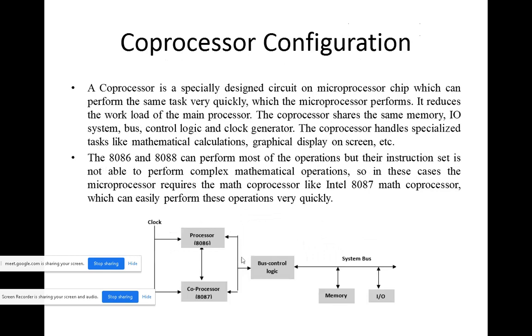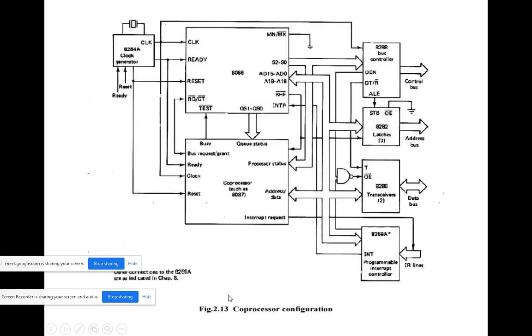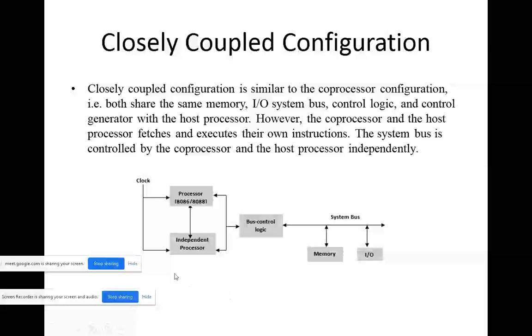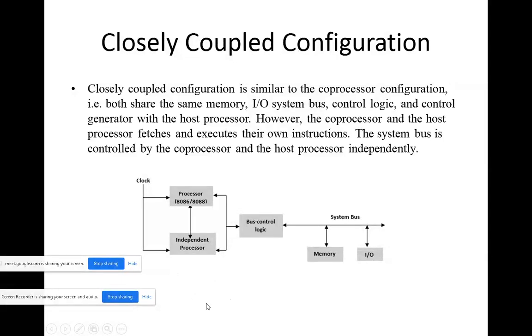Earlier, in the co-processor configuration, you can connect only one processor in addition to the main processor. Okay, you cannot connect many. You cannot keep connecting another co-processor to a co-processor. But here, in closely coupled configuration, you can connect one more independent processor. You can even connect 10. Okay, but even if you connect 10, the peripheral devices like bus control logic, memory device, input output device will be the same for all the 10 microprocessors. Okay, that's why it's named closely coupled configuration.